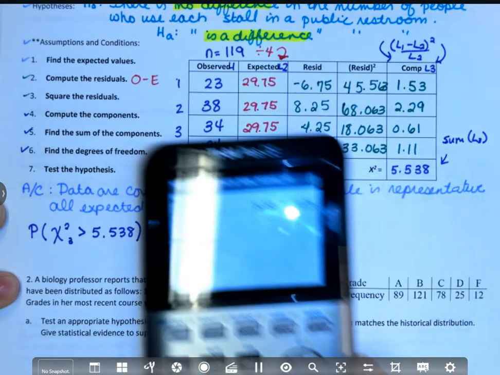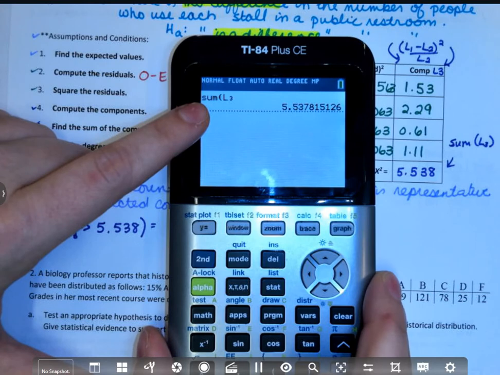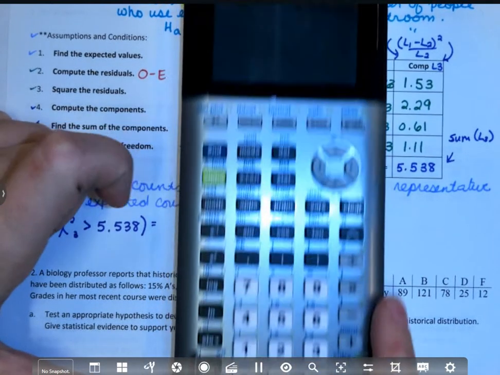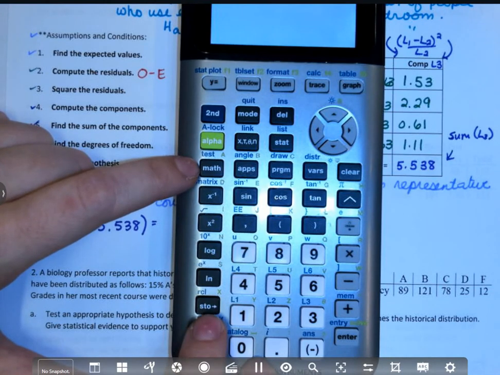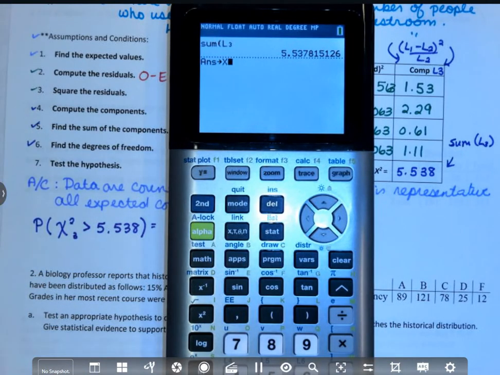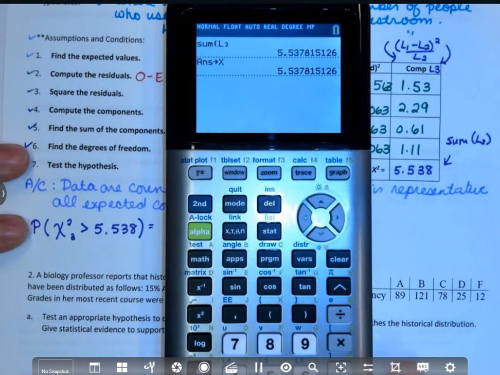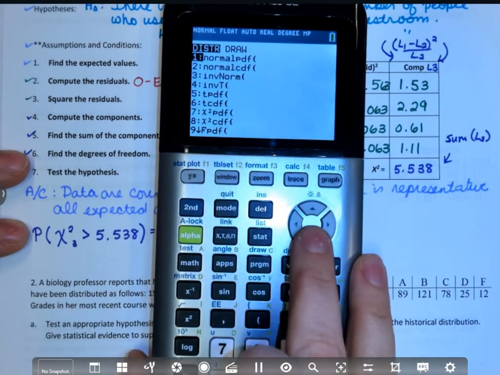Okay? Now, I just did the sum of list 3 in my calculator, right? So now what I want to do, because it makes my life easier, I'm going to go to the store button, right down there, right above the on, and I'm going to store that answer as X, because I want to do as little memorization as possible, and I want to do as little rounding as possible. So I'm going to store that answer as X, and then to test the hypothesis, we're going to go to second vars, and guess what I'm going to use?